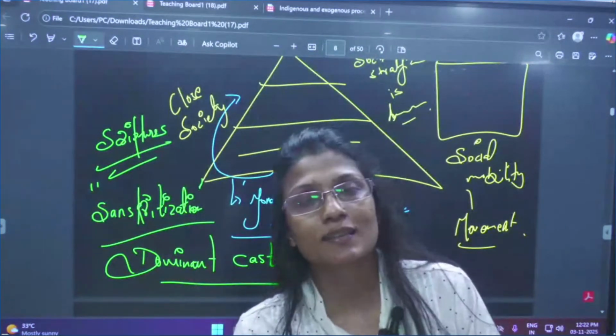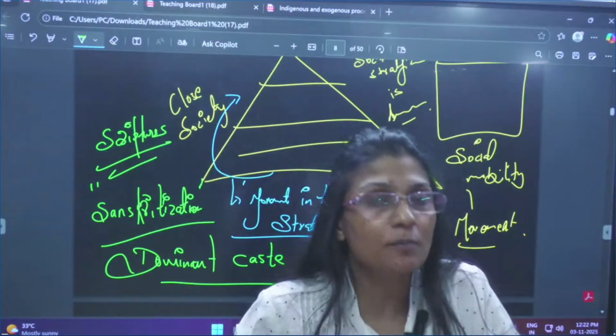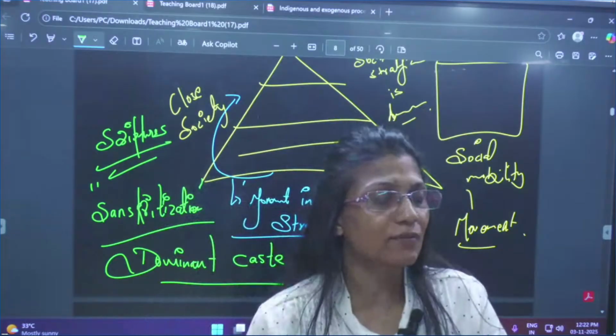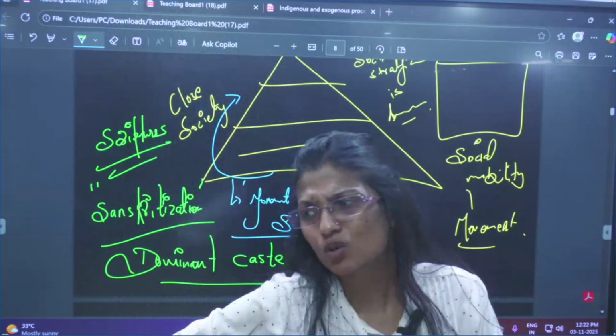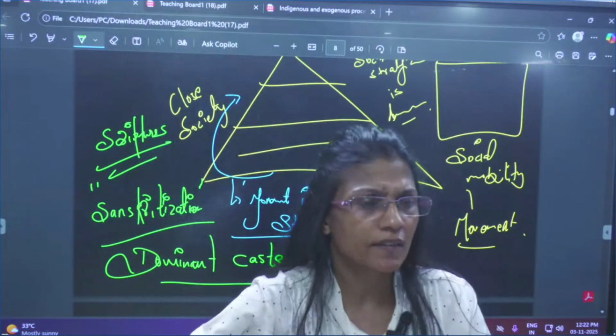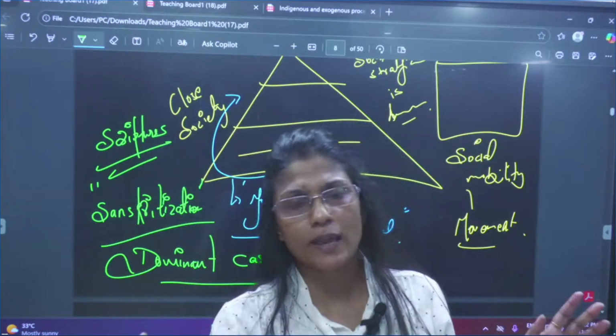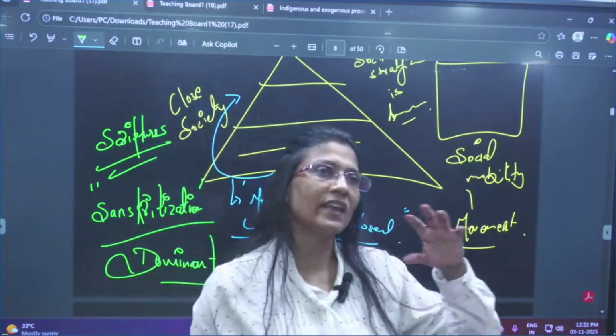Okay, so Sanskritization is a process in which lower segments of the caste system emulate the lifestyles and thoughts of the upper caste, and from generation to generation they change their status. So M. N. Srinivas is simply saying that there is social interaction, and there is movement.